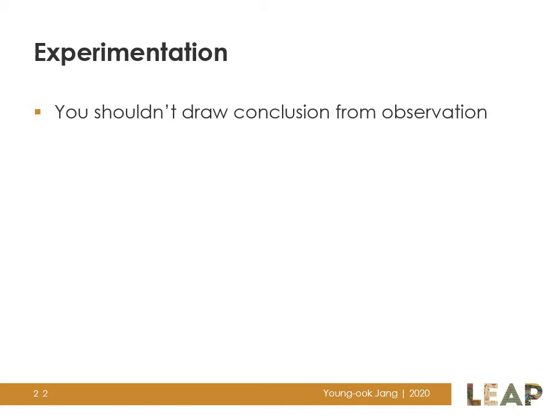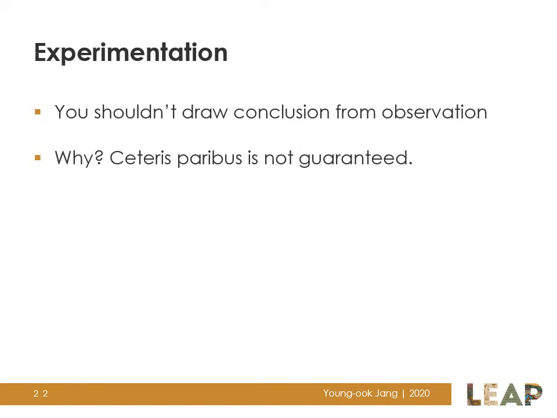The reason for this is that you don't control the groups. You don't have control groups and treatment groups. So this is just observations with all different conditions mixed. Okay? So in other words, ceteris paribus is not guaranteed. Other things being equal is not guaranteed.